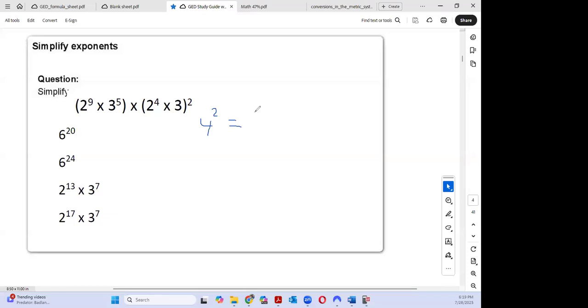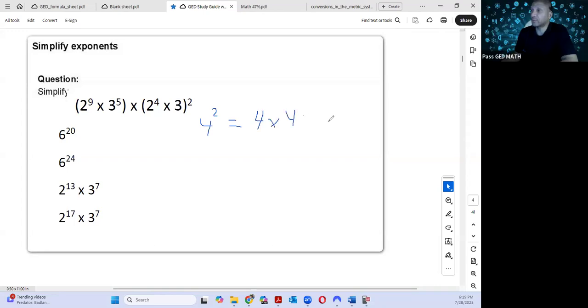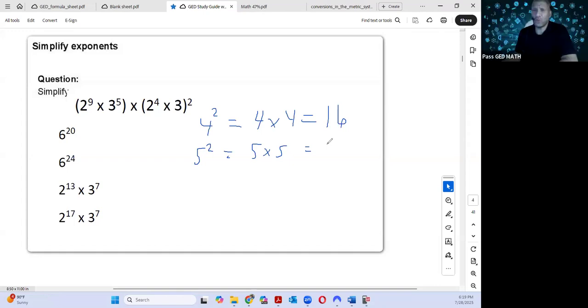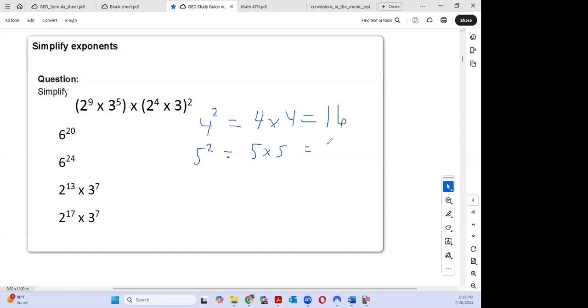Oh, okay. Wait a minute, I misunderstood the question. That's 16, because it's 4 times, right? What's 5 squared? That's 5 times 5 times 5 times 5 times 5, that's 3125. No, not 5 squared. Oh, I did that 5 times. I'm sorry.